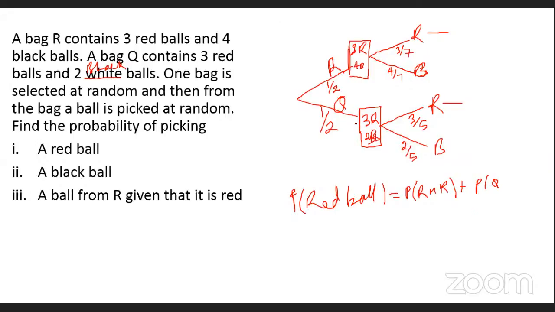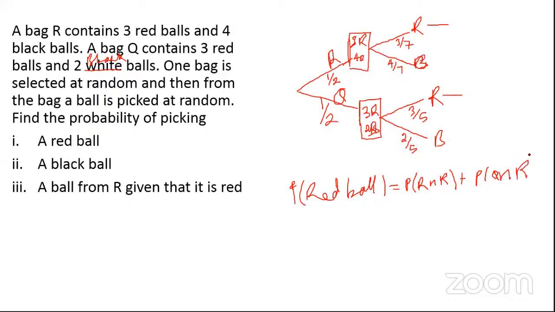Okay, so sorry about that. So this will be probability of Q intersection R, R to represent a red. So this would be the same as a half. We multiply that by 3/7. And then we add a half for Q, and then still multiply that by 3 divided by 5.